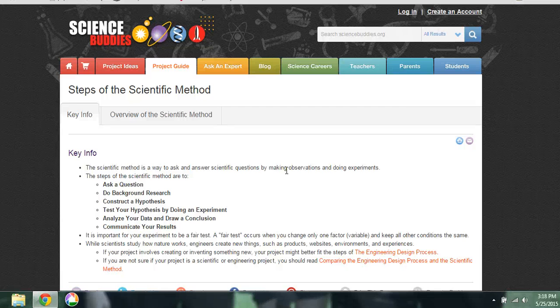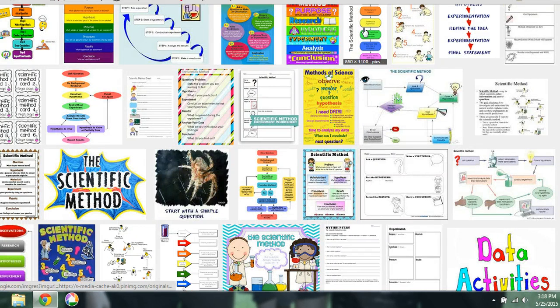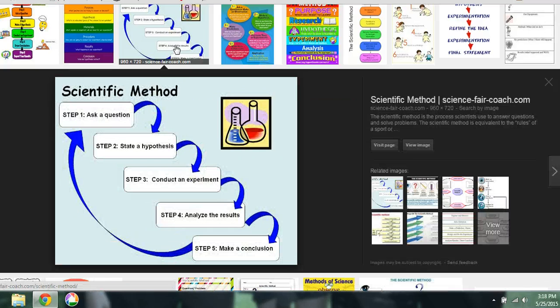So one good way to visualize the scientific method, because sometimes it's easier when you have a visual image of how the method works, you can look at something like this, for example, where in this image it says, ask your question. Does an ice cube melt faster in hot water or cold water? That would be step one.